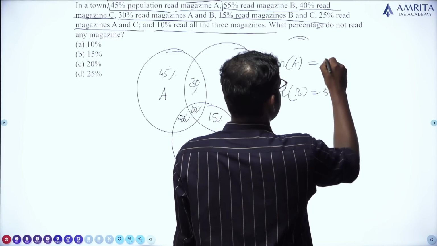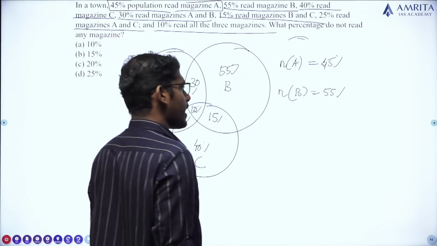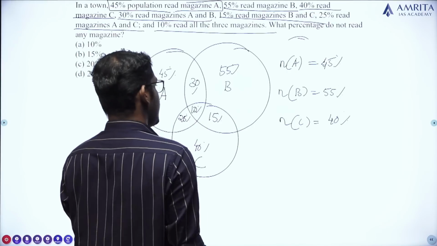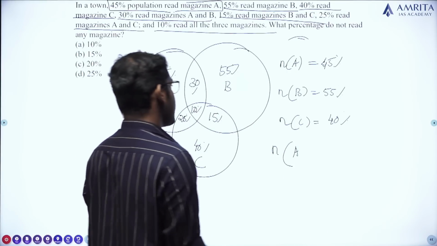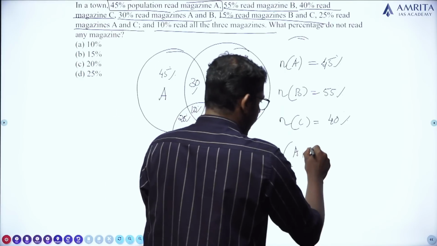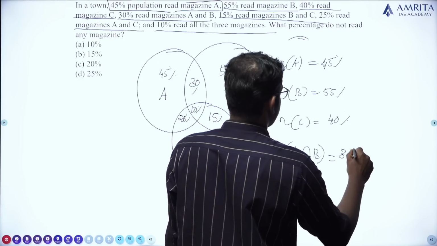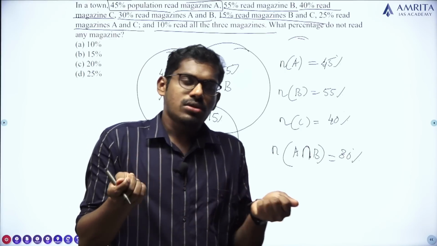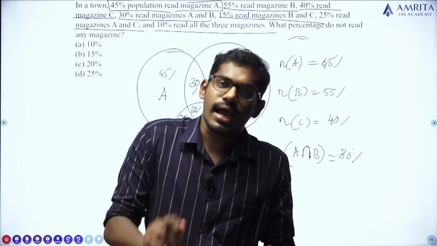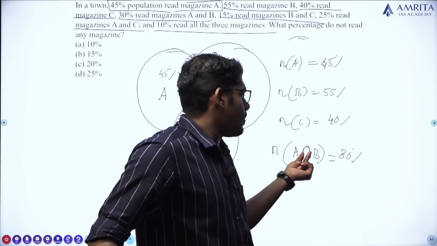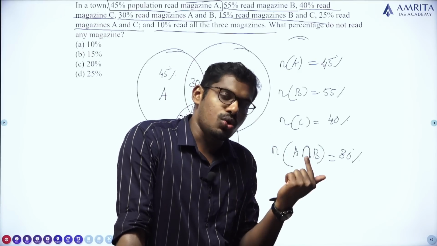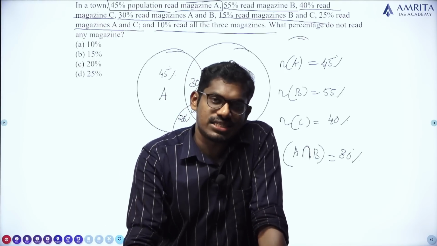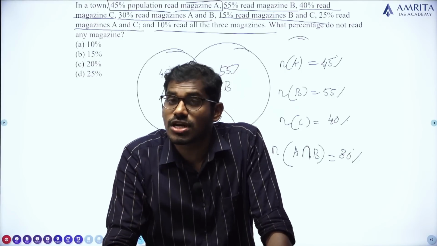The number of persons reading magazine A is 45%. Number of persons reading magazine B is 55%. Number of persons reading magazine C is 40%. Number of persons reading magazines A and B is 30%. I used this simple intersection, which means those persons read both magazines A and B. These 30% persons are common to both magazine A and magazine B. If a certain number of persons belong to both the two sets, then we can use that simple intersection, an inverted U symbol.